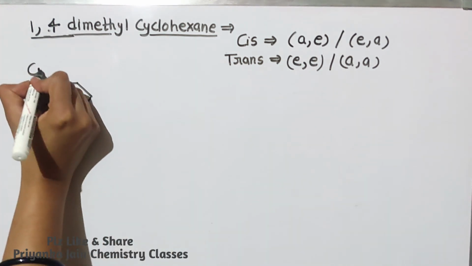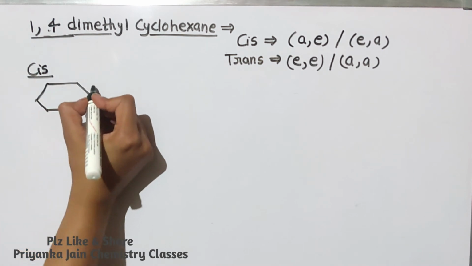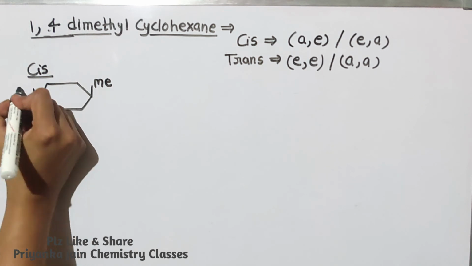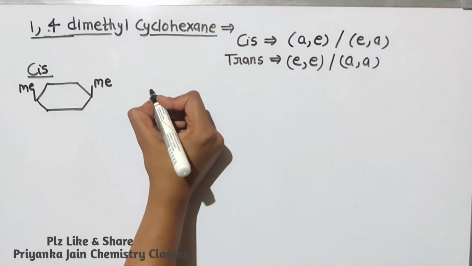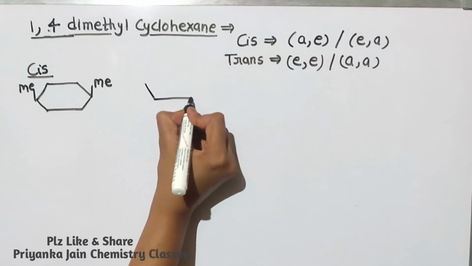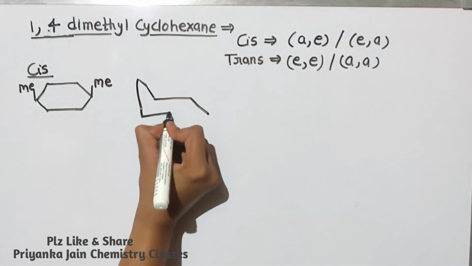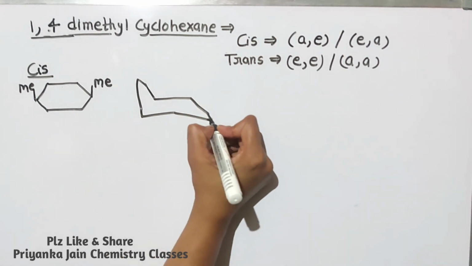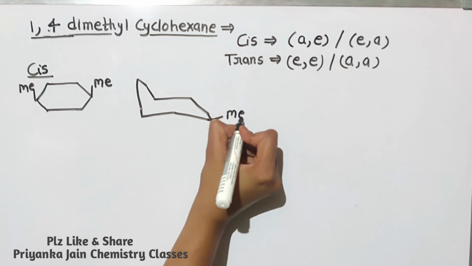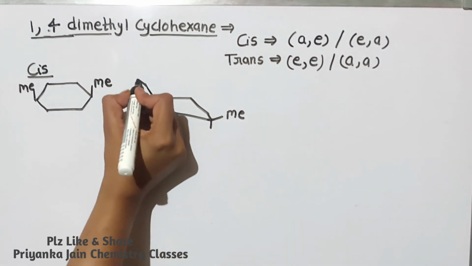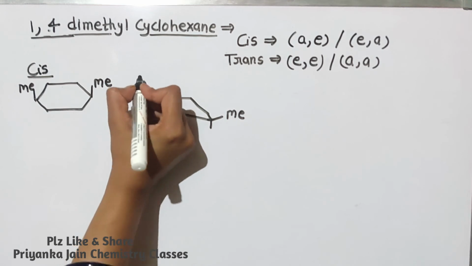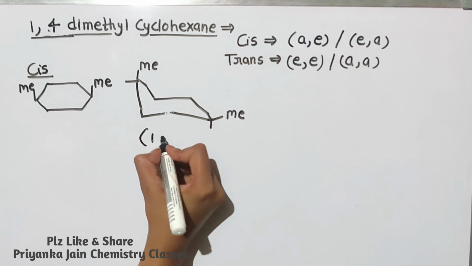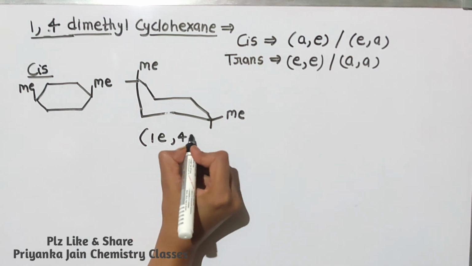Okay, so firstly look at the cis form. In the cis form, if this methyl is here, then 1, 2, 3 and 4 positions, here this will be in this manner. And if we are making its chair form, then it will be in this manner. This is the one position, right? So at this position, if the methyl group is equatorial, then at the 4 position the methyl group will be axial. So we will call it 1 equatorial and 4 axial.